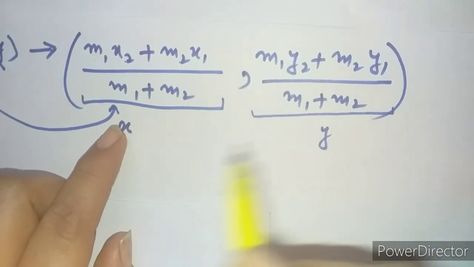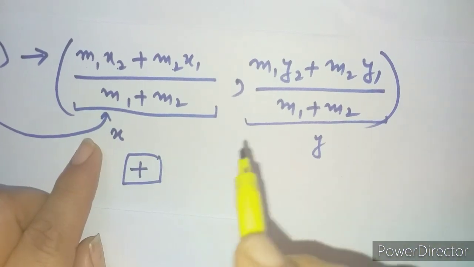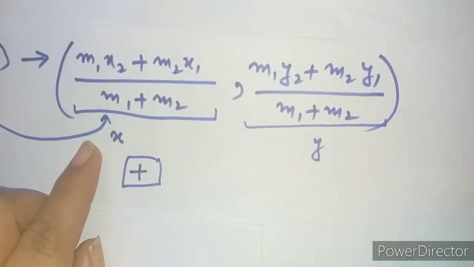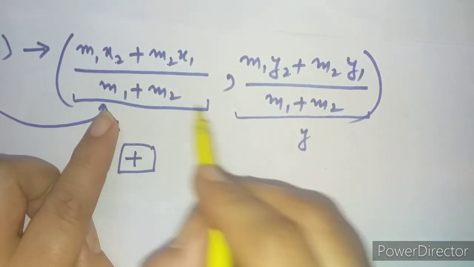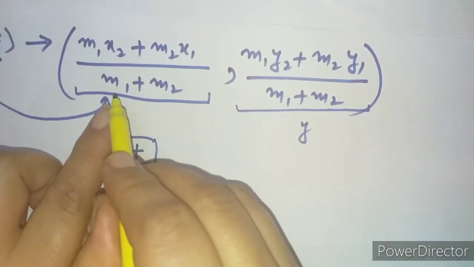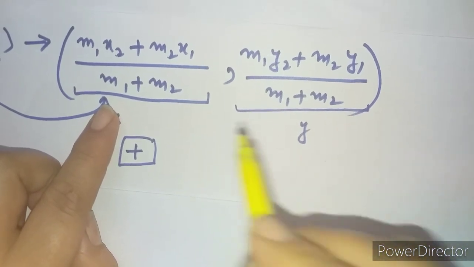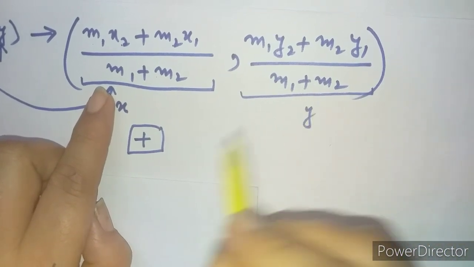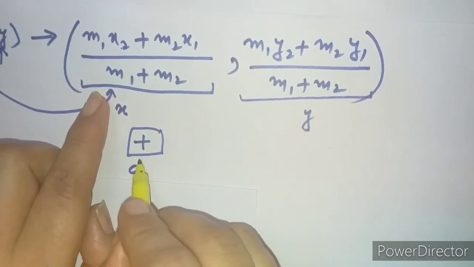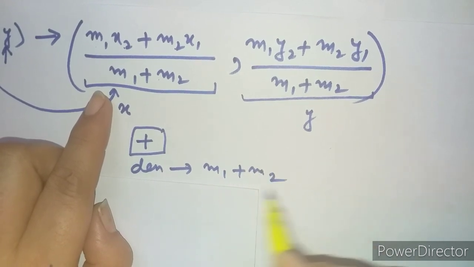Everywhere, the most important hint is that we have the plus sign. Nowhere in the section formula will we have a minus sign. That is the first hint. The second hint is that the denominator of both portions is the same, m1 plus m2. What are these? These are simply the sum of the ratios. The denominator will always remain m1 plus m2.